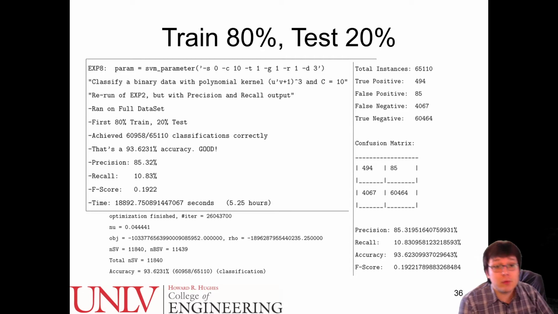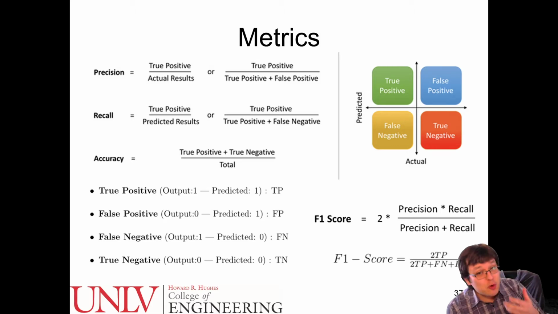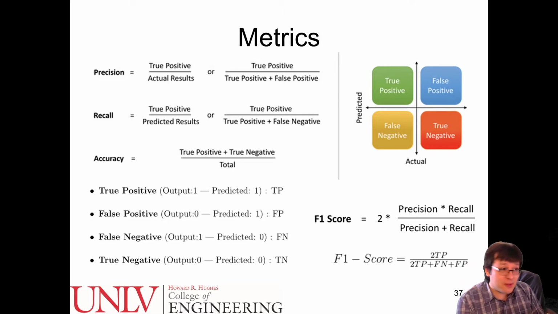That's much better than 4%. Our precision is 85, which is pretty good, but our recall is 10%, which is pretty bad. What is precision and recall? Just as a refresher, we have a confusion matrix, but in this case, it's not the confusion matrix I was talking about before. It's the true positives, false positives, false negatives, and true negatives confusion matrix. From that, you can see your formulas for precision and recall.